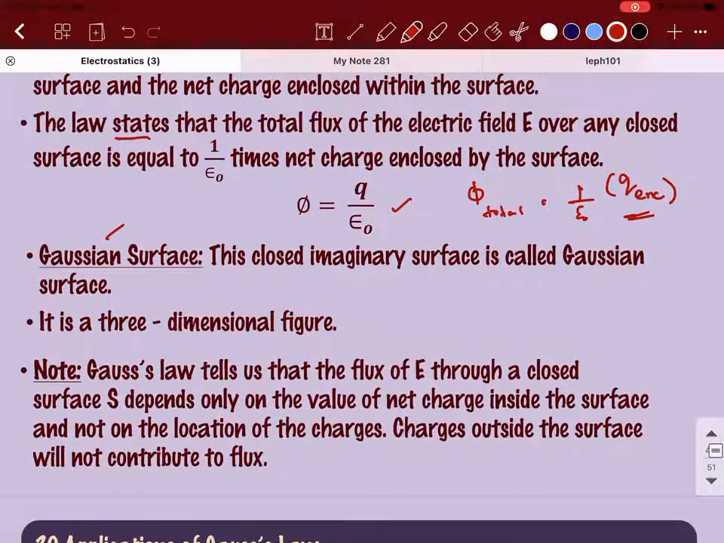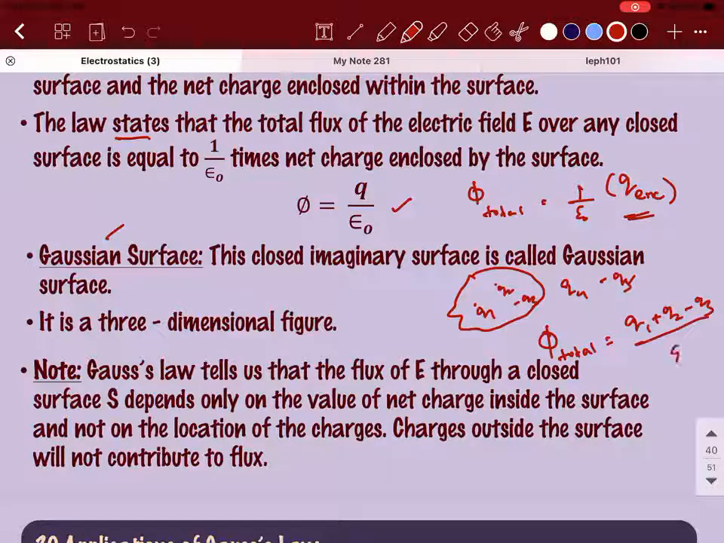So what does the statement tell us? Listen, if I have a system like this in some random shape, and I have charges Q1, Q2, minus Q3, Q4, and Q5, and minus Q5, for example. If I ask you what is the total flux through the surface, what will you say? Yes, it is Q1 plus Q2 minus Q3 divided by epsilon naught. Why didn't I take Q4 and Q5? Because they are outside the surface. According to Gauss law, the charges which are present inside the surface will only contribute.